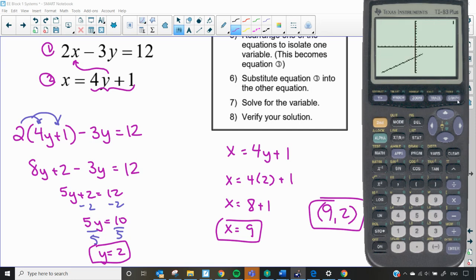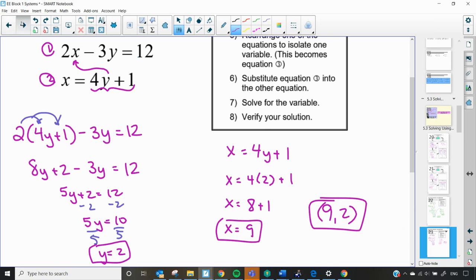So we're going to graph our equations. Based on what I see here, it looks like I'm probably on the right path here. So second calc, 5, enter, enter, enter. And we have 9 comma 2. So that is my answer, and I know I've done it correctly. So this is verifying graphically.